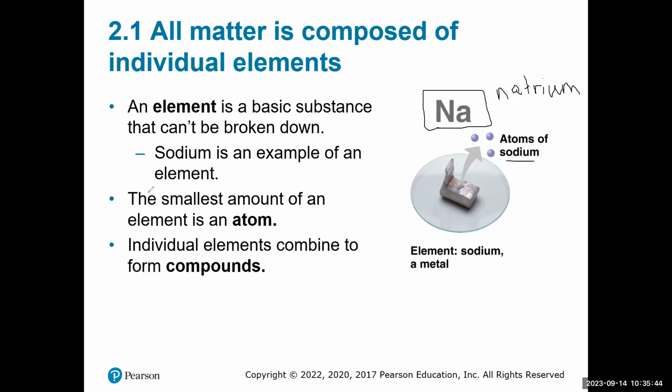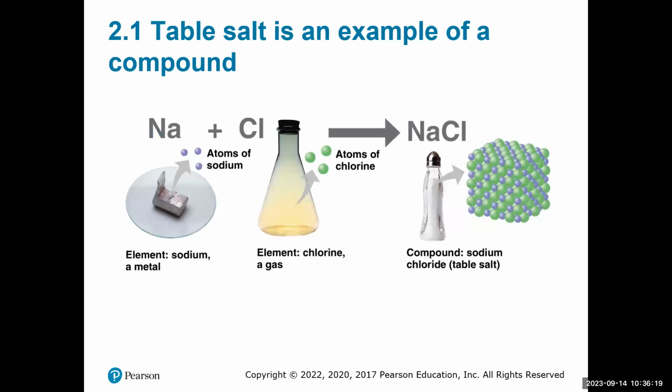An element is found in the periodic table. We put them together, and when we do, we get compounds or molecules. The smallest amount of an element that you can get is an atom. So this is sodium, and sodium metal is actually highly reactive by itself, but we combine it with things. When we combine it with chloride, or chlorine, that's when we get salt.